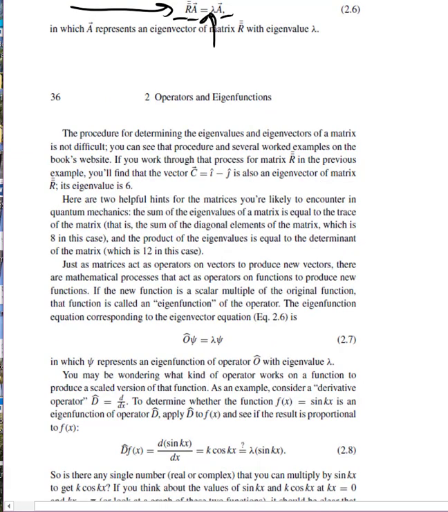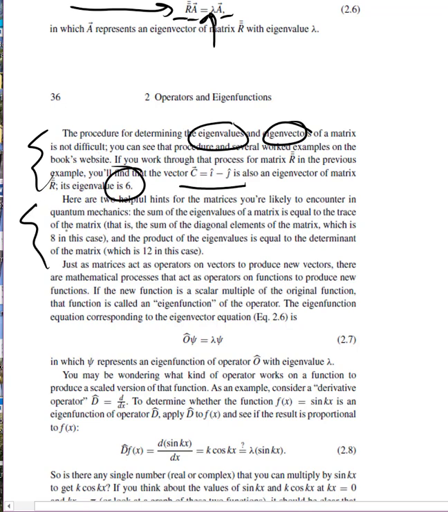If you haven't seen this before, or if you have, you may be wondering, how do I find those eigenvalues and eigenvectors if I'm given some random matrix? Not too difficult. There are several ways to go about it. You can see some procedure on the book's website if you're interested in that. And if you work through that, you'll see that another vector, which I called C, i minus j hat, is actually an eigenvector of the matrix R as well. In that case, it has an eigenvalue of 6. That means it grows by a factor of 6 when we apply the matrix.